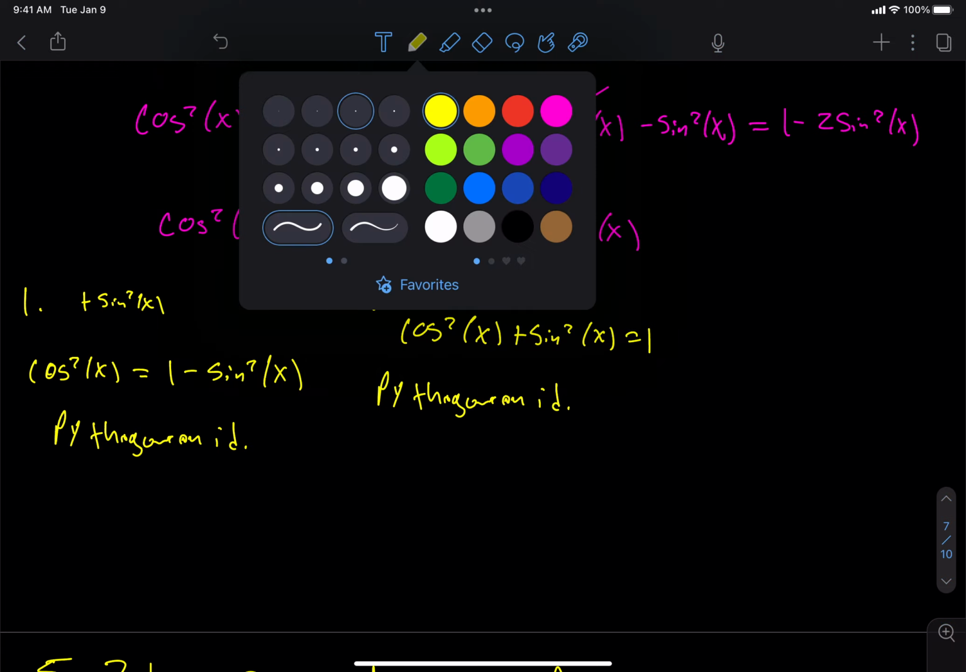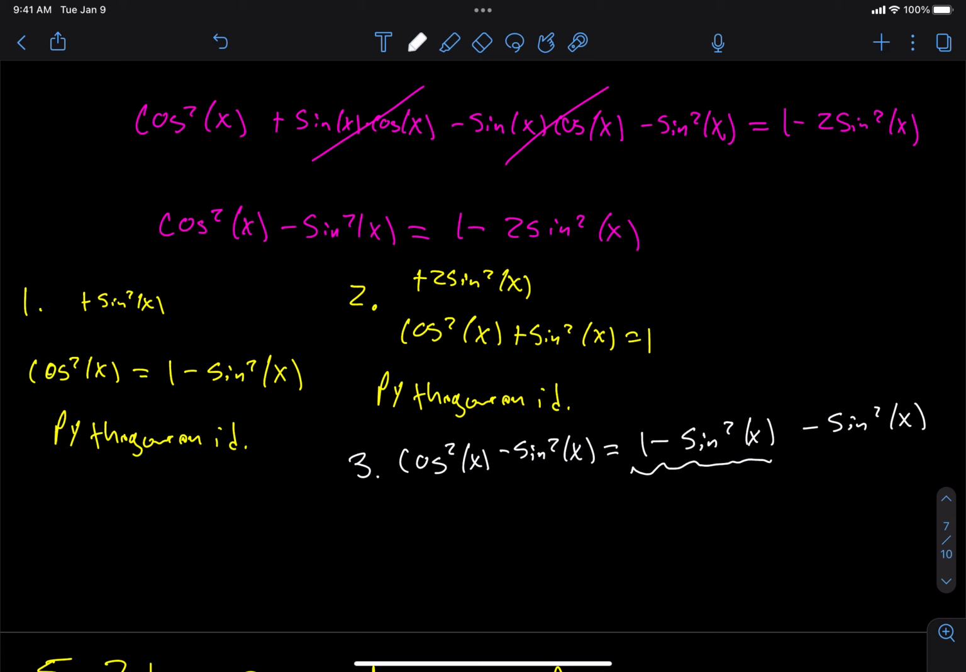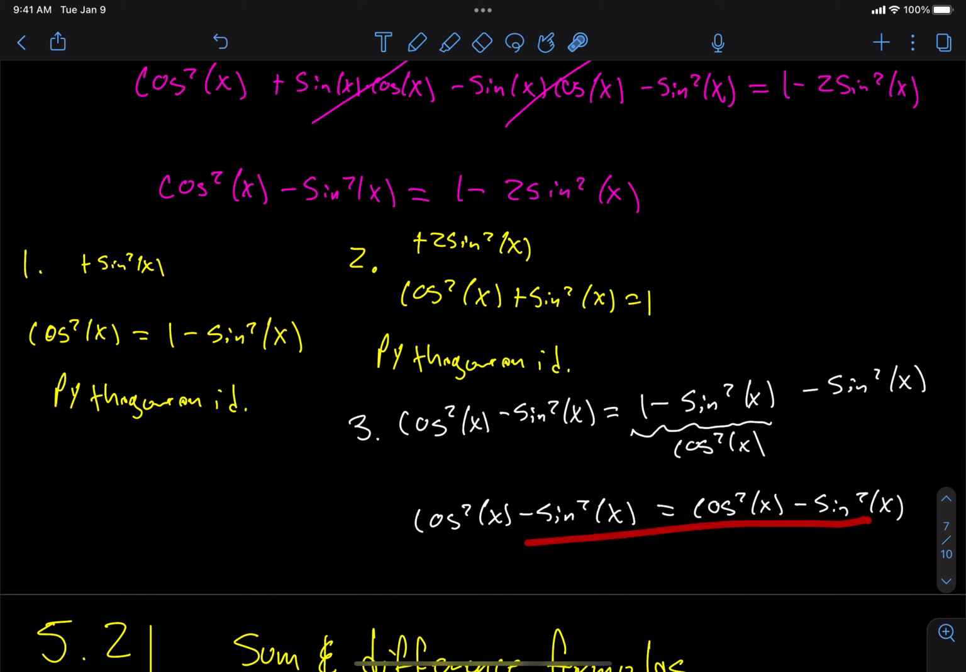Here's another way I saw it done by Ashley that was kind of clever, I thought, was to say this. Well, we can rewrite the right-hand side as 1 minus sine squared x minus sine squared x. And then you notice by a Pythagorean identity that this is just cosine squared of x, which tells us that this whole expression really just says cosine squared of x minus sine squared of x is equal to cosine squared of x minus sine squared of x. And why should this be true? Because it's the same exact darn thing on both sides.